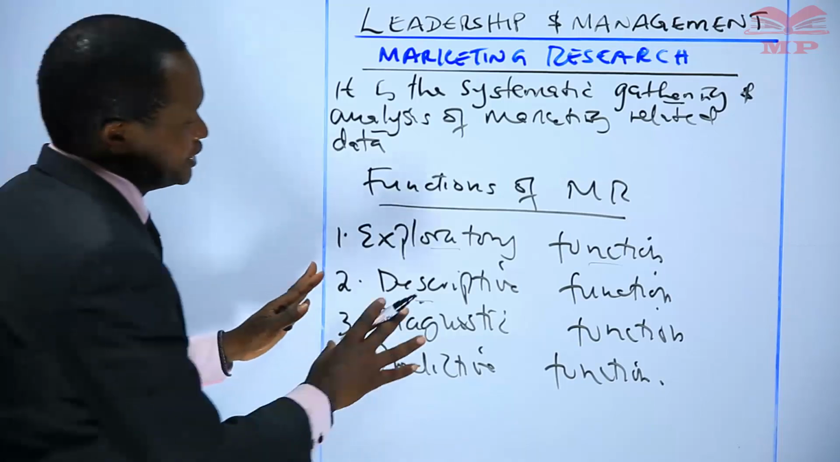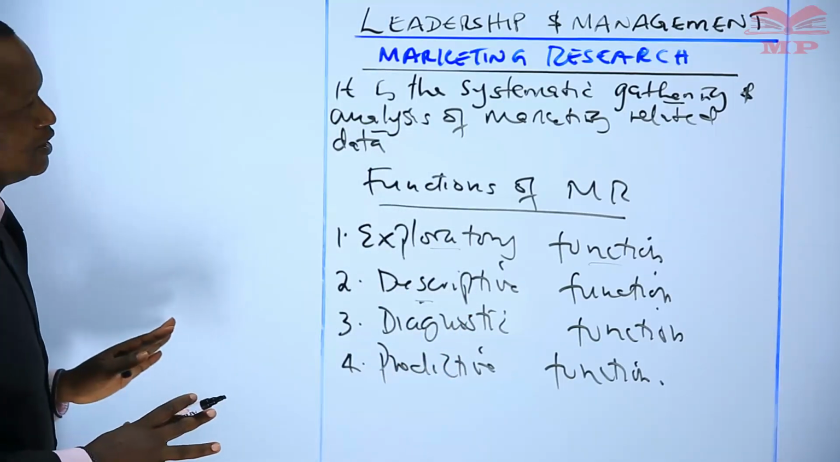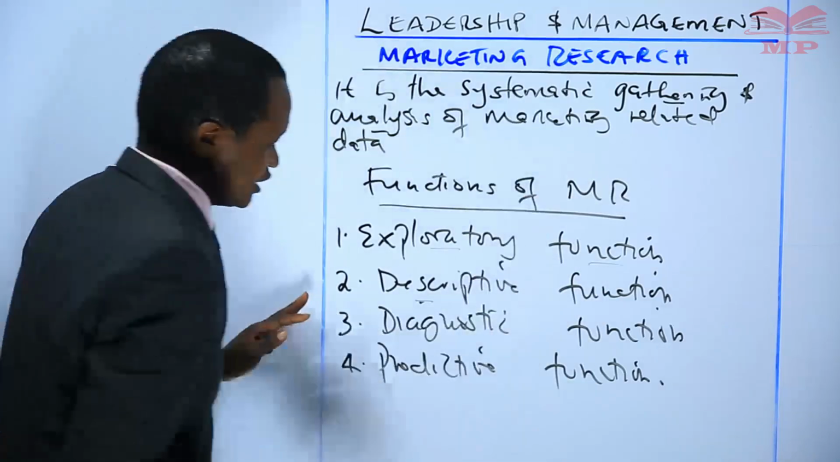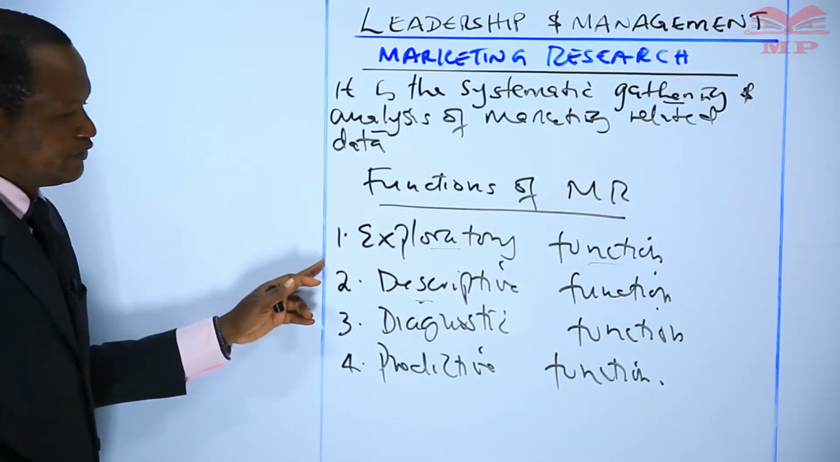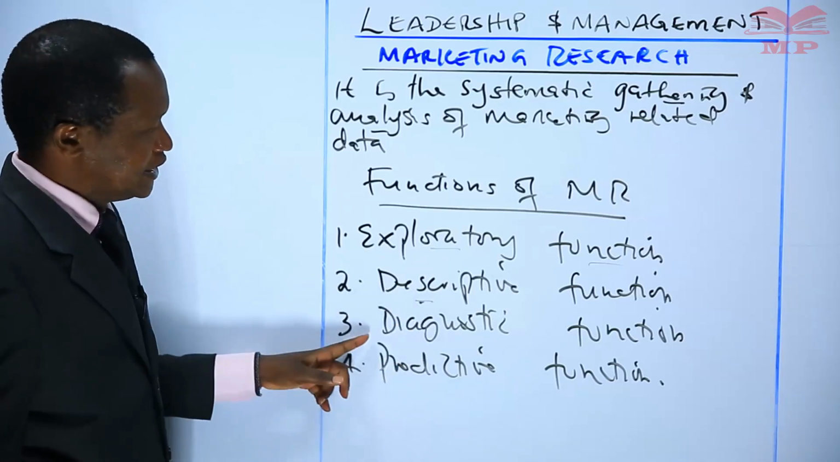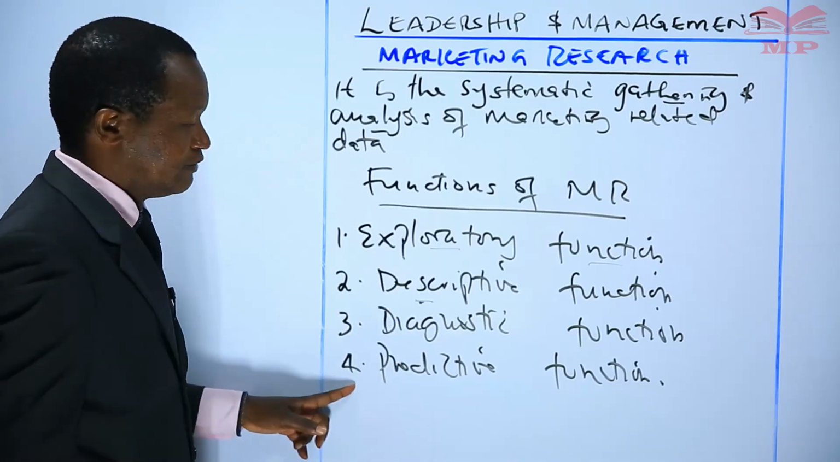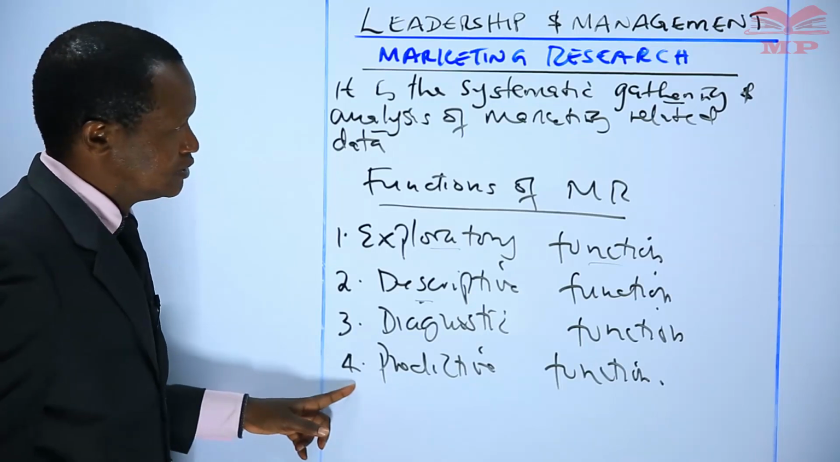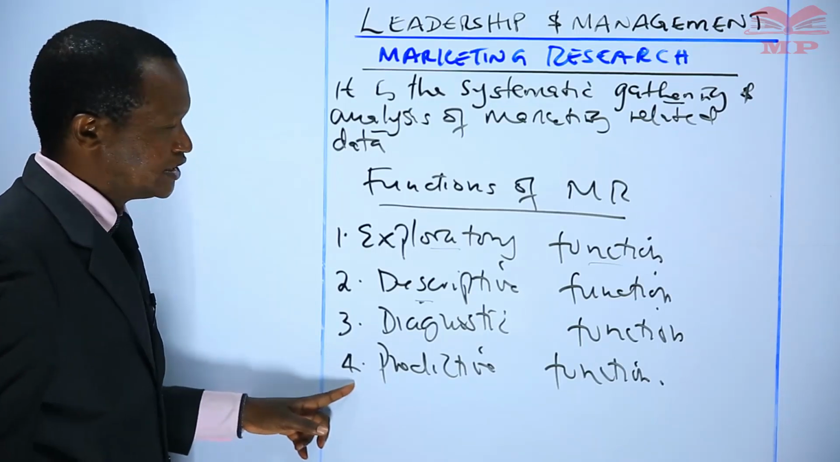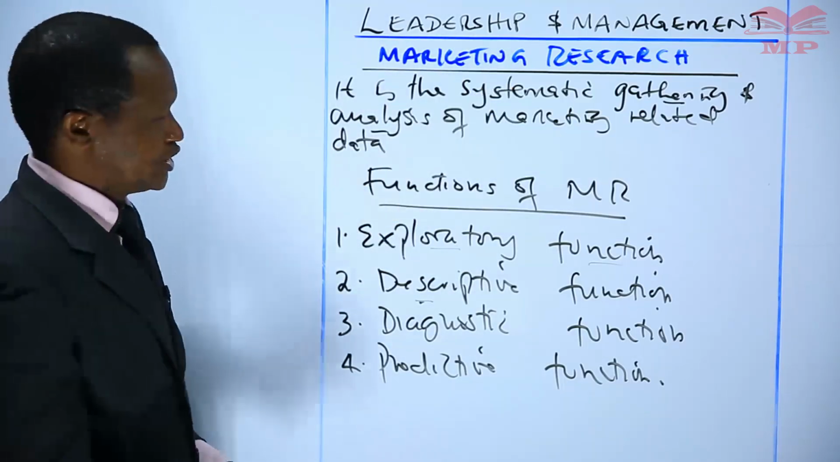So these are the functions of marketing research. Number one, exploratory function. Number two, descriptive function. Number three, diagnostic function. Then lastly, predictive function. We'll now move, candidates, to discuss the roles of marketing research.